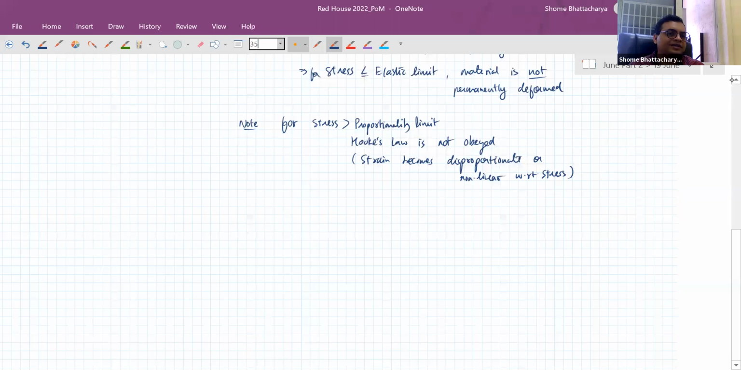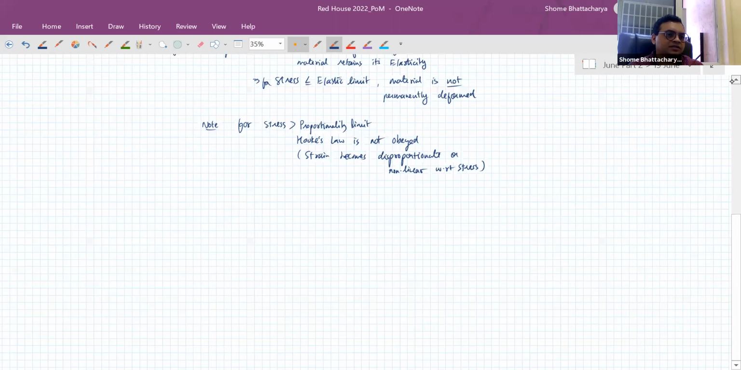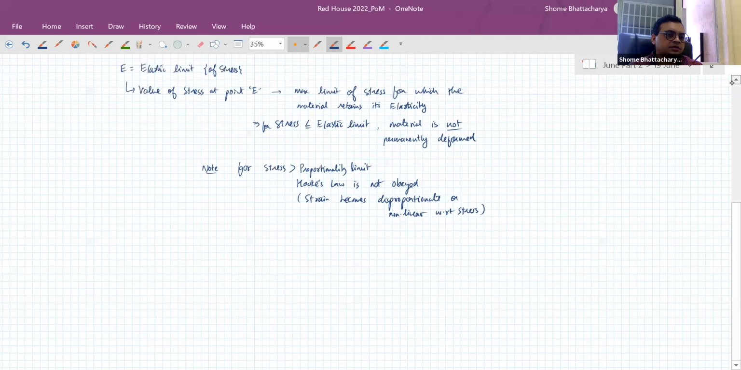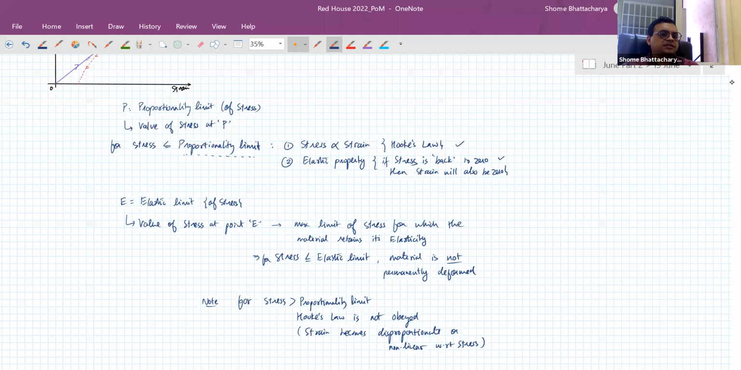So all our numerical analysis that we do in this chapter is always assuming that the stress is within the proportionality limit. So not only is the material retaining its shape and its elasticity, but it is also obeying Hooke's law, that is stress and strain are proportional.